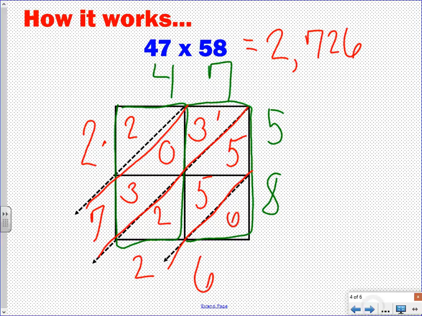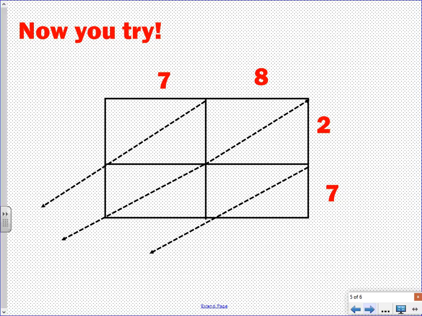Now, you try. Take a minute, pause this tape, and multiply 78 by 27. After you took some time to look at this problem and pause it, let's go over it together. So I'm going to take my tens place and multiply it by my tens place. 7 times 2 gives me 14. Take my ones place, multiply it by my tens. 8 times 2 is 16.